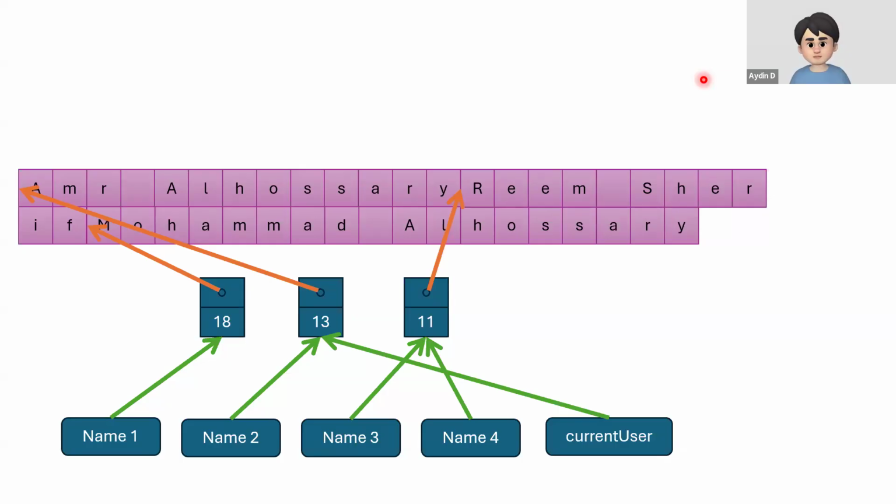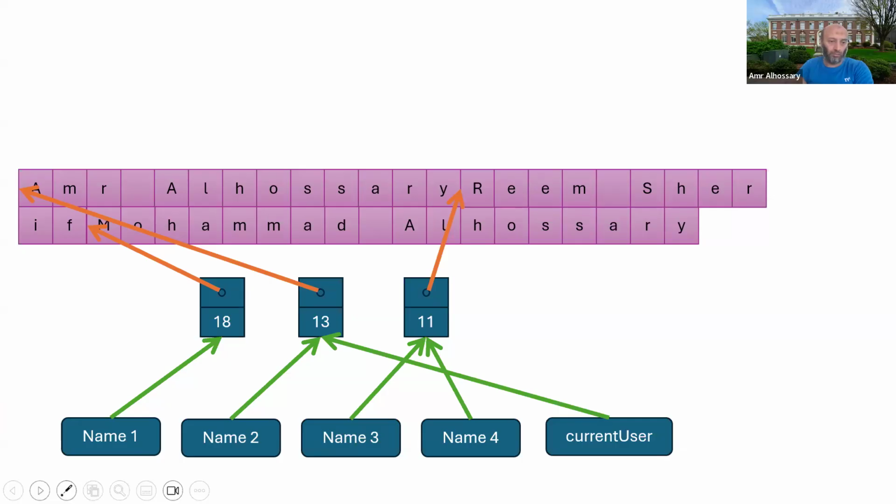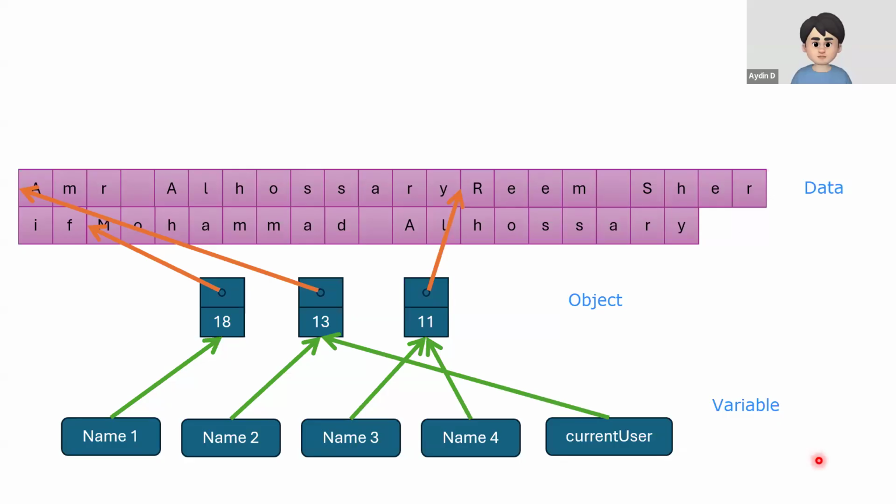Fine. Let's make this very obvious. Here, variable. Here, object. And here, data. Okay?